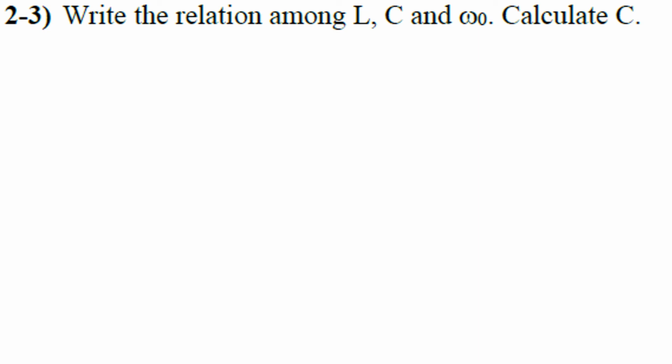Write the relation among L, C, and omega 0, and calculate C. So I have to write the relation between the inductance, the capacitance, and the proper frequency, and then calculate the capacitance. Okay, we have mentioned that we have the case of current resonance. For the case of current resonance, we can say that the angular frequency of the generator is equal to the proper frequency, as we said, and we found it to be 100 pi radians per second. This is the first thing.